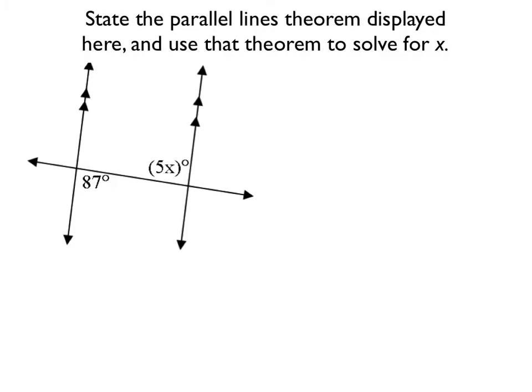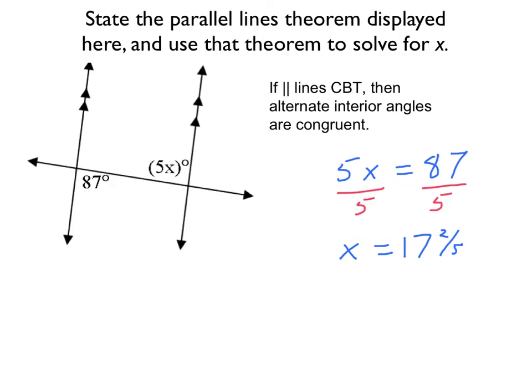Do the same with this next example. Pause the video and try and figure out the parallel lines theorem and try and solve for x on your own. So here we had an alternate interior angle pair, which are congruent, which means x is 17 2/5.